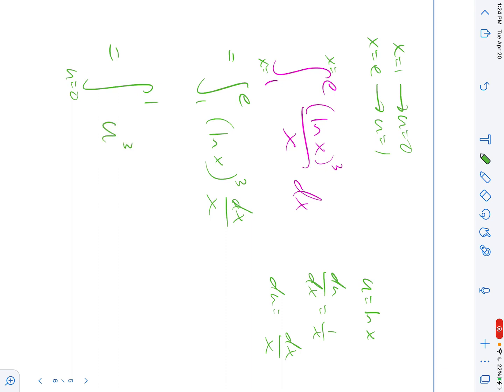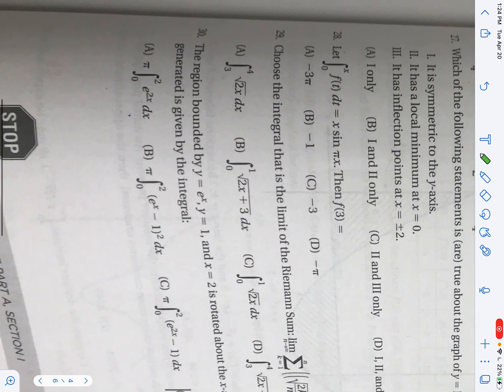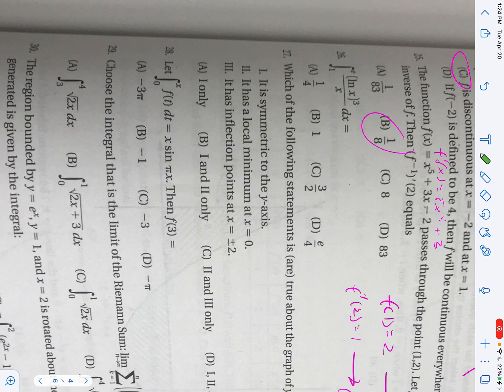Natural log of x cubed is u cubed, and this is du. So this is a very easy integral to do. And we get 1/4 times 1 minus 1/4 times 0. Our answer is 1/4, which is A.